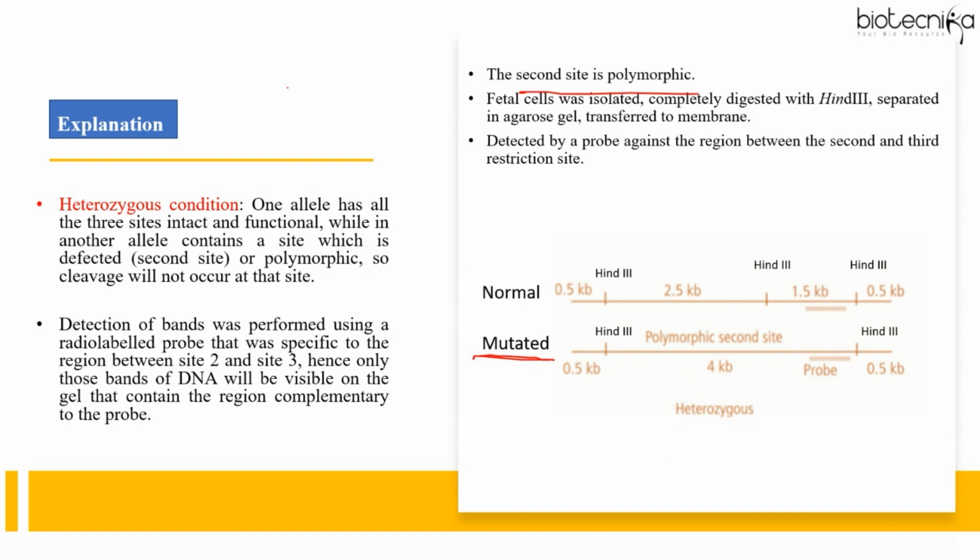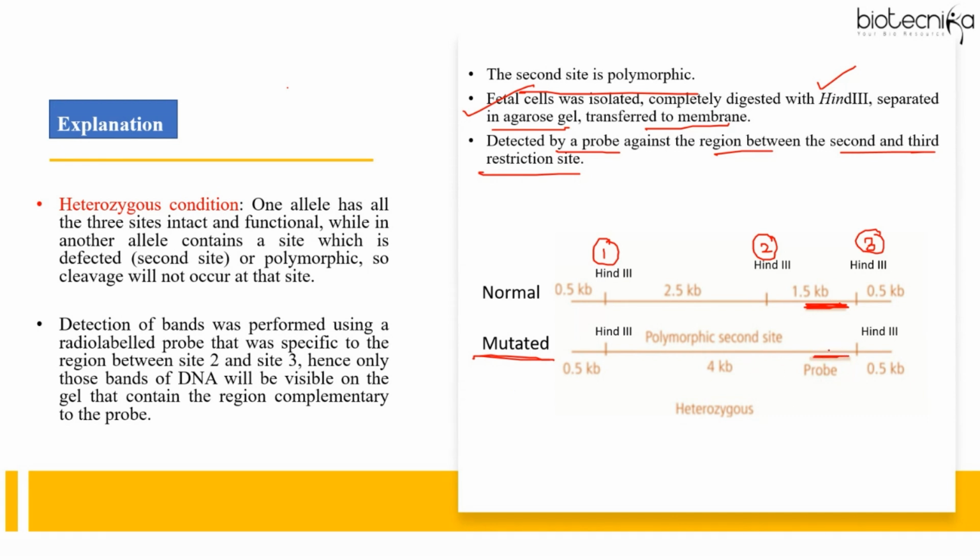The fetal cells were isolated, digested with HindIII, separated in agarose gel and transferred to membrane. And then we are using a probe against the region between the second and third restriction site. This information is already given to us in the question. So you can see this is our first site as I've drawn in the previous slide. This is second and this is third. So the probe is between second and third. The probe will bind here, and in the mutated also the probe will bind here.